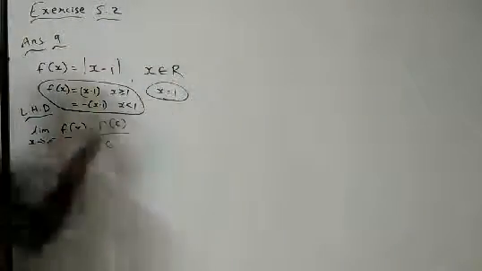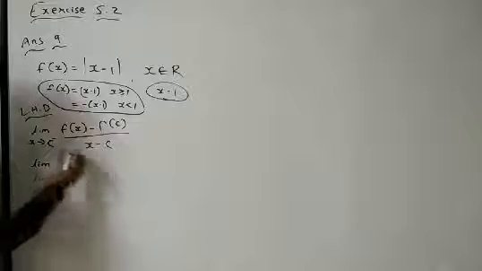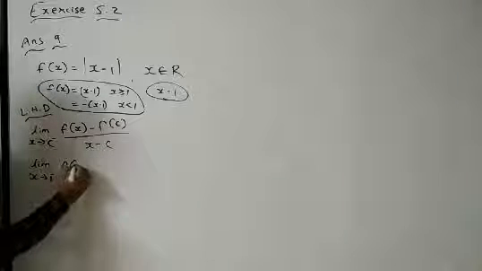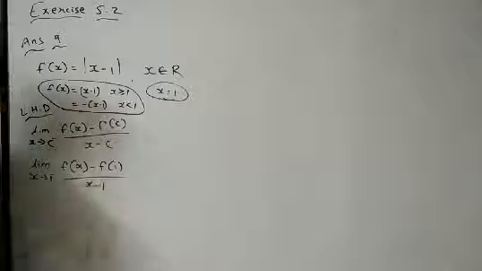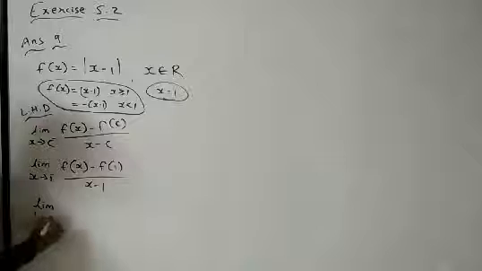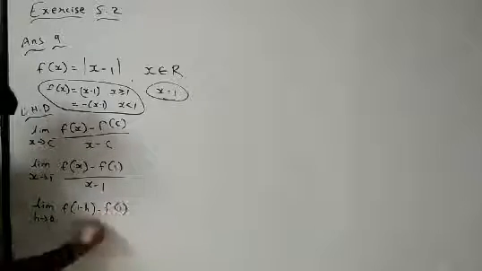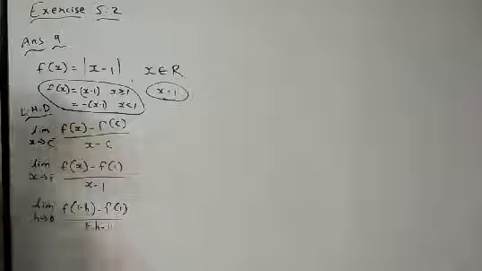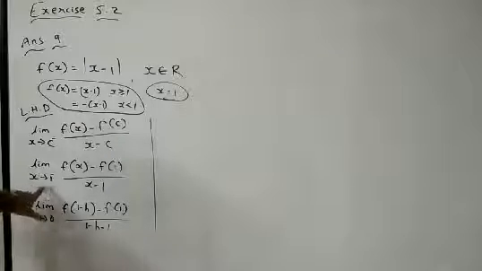Now x tends to c negative. What function? X tends to 1. So limit x tends to 1 negative of f of x minus f of 1 divided by x minus 1. Now we take limit h tends to 0, f of 1 minus h minus f of 1 divided by 1 minus h minus 1. Right? Now x tends to 1 negative, so x is less than 1.